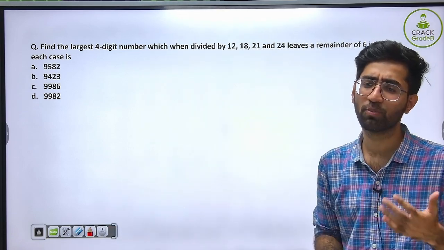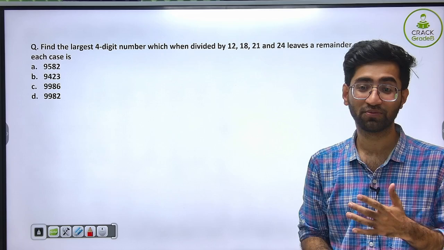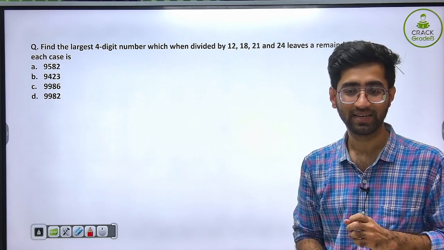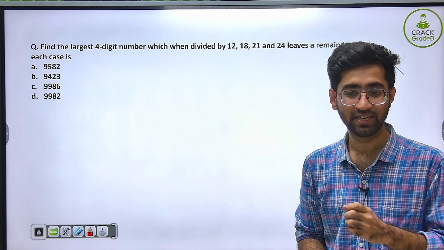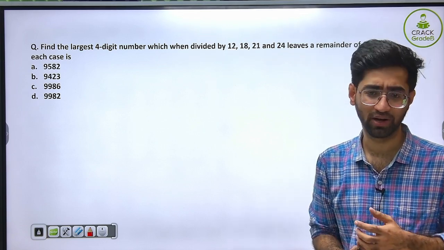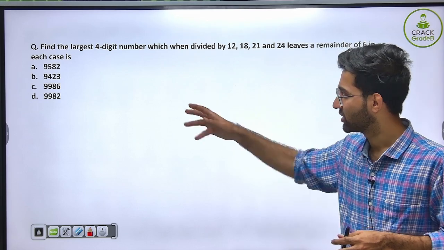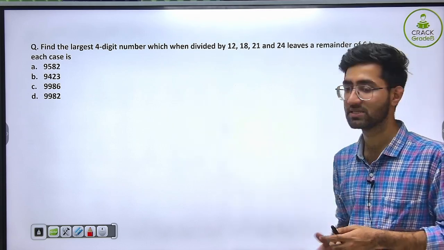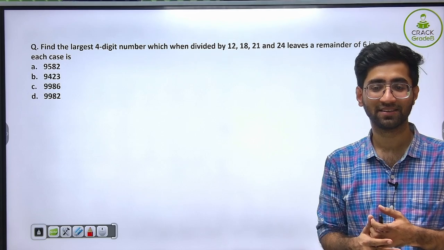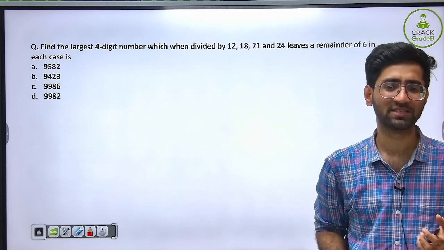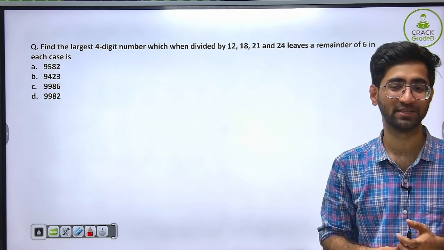We have solved so many questions related to finding the least 4-digit number, the least number greater than 1000. I have already told you that you can use options to deal with this kind of questions. If you get this kind of question in CSAT, you should be happy that now I can use options, now I can answer the question. But yeah, you have to avoid silly mistakes, right?